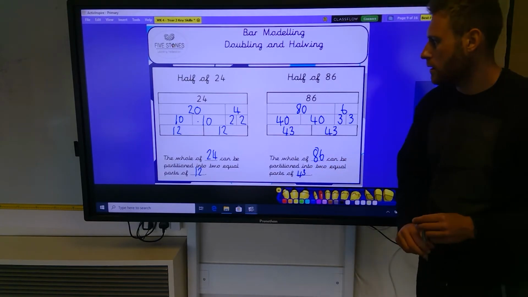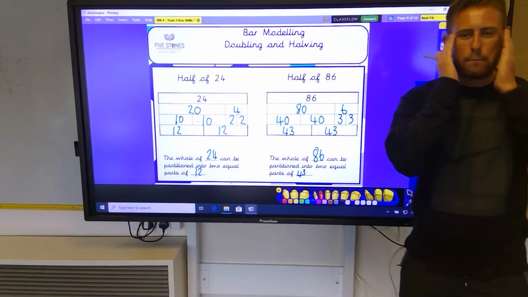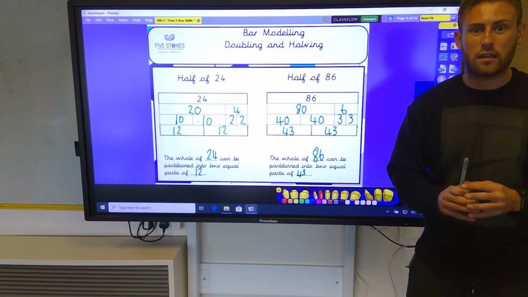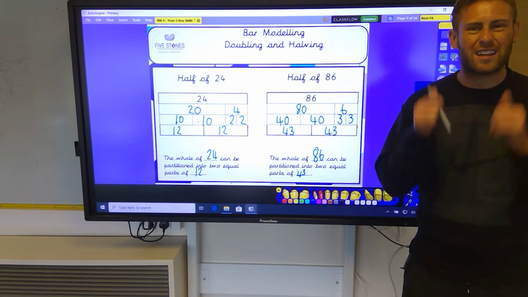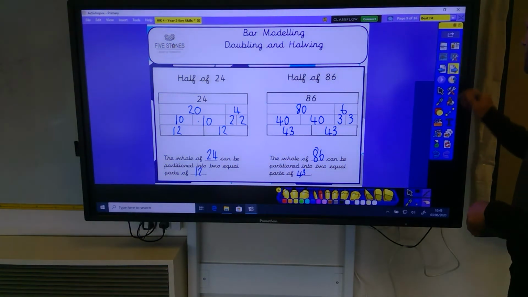Great, so this method using our bar model is really helpful in helping us picture what we need to do to think more efficiently. If you already have that picture in your head and you can work them out very quickly, that's fantastic, and that's something we'll continue to work on.